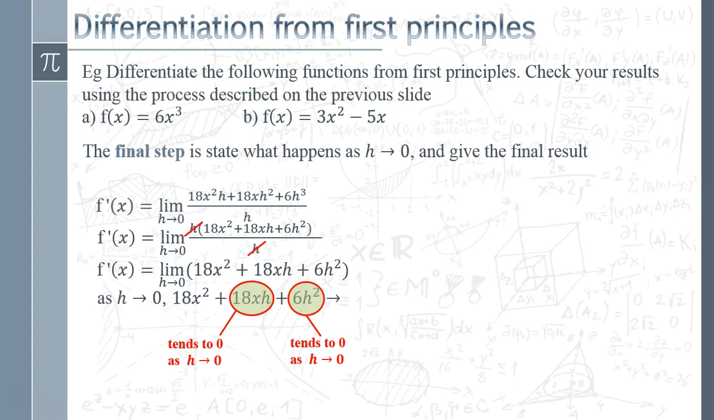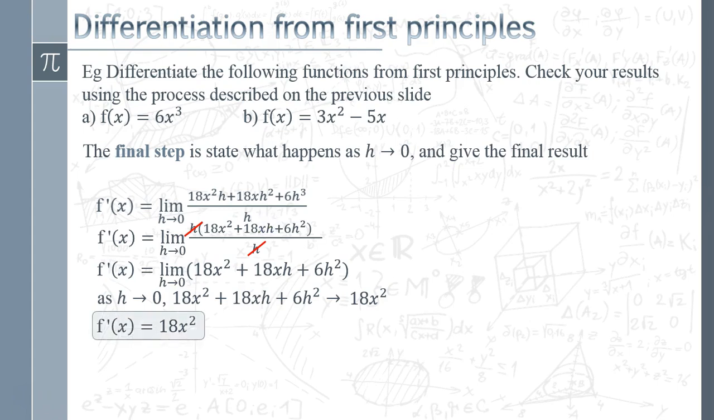So essentially those two terms pretty much disappear off. And so we end up with 18x squared. And then the final step is to state our result. So the gradient function, f dash of x, is 18x squared. That's what we've got from doing our formal differentiation from first principles process, and that's the process that you're going to have to do in the exam.